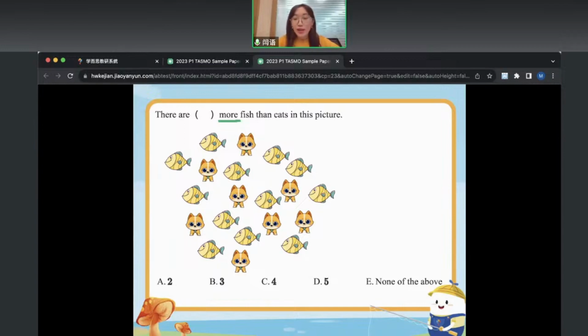Okay, so here everyone, please tell me how many fish can you see in the picture? How many fish?